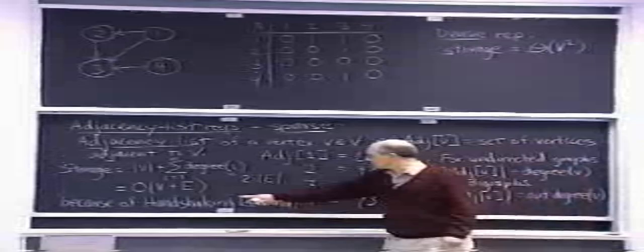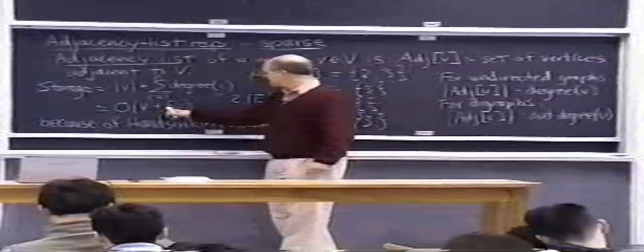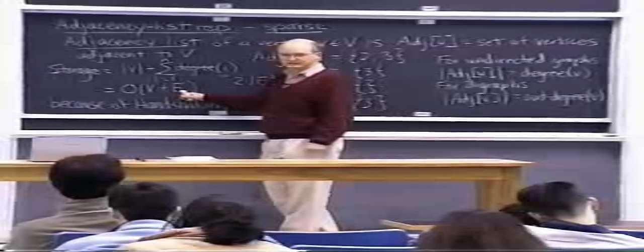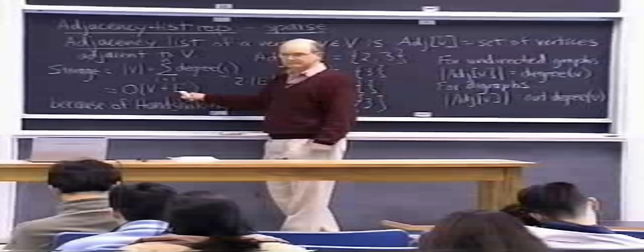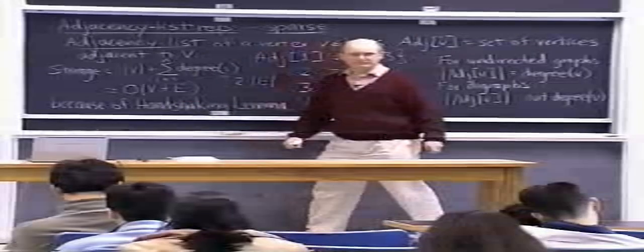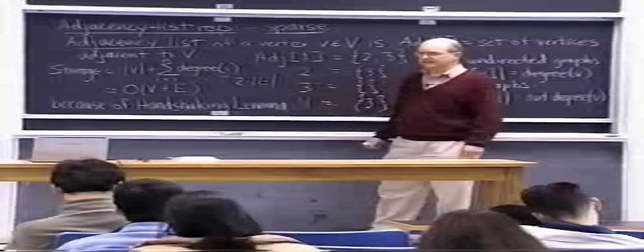Okay, because it takes storage that's linear. It lets you represent sparse edge sets efficiently. Okay, any questions about list representation, adjacency list representation?